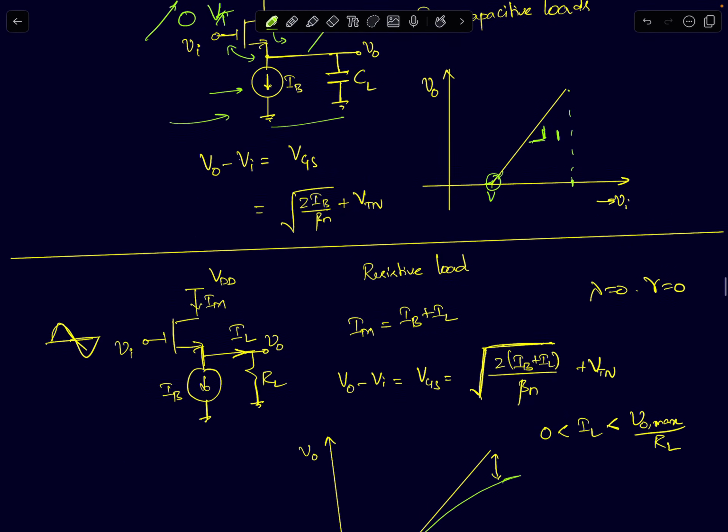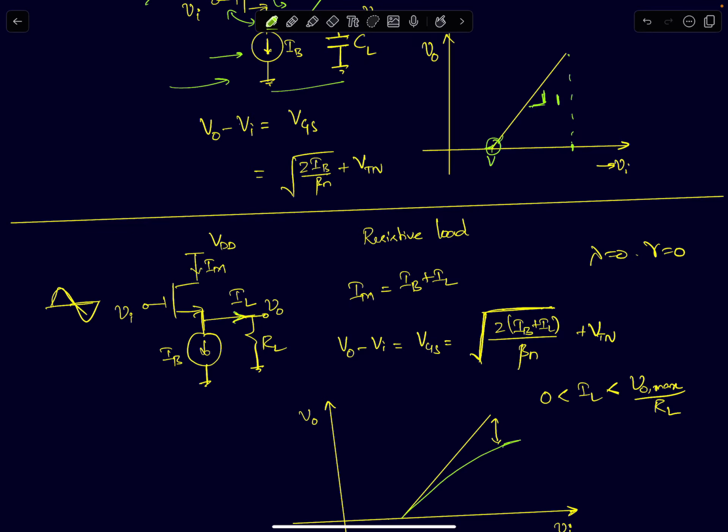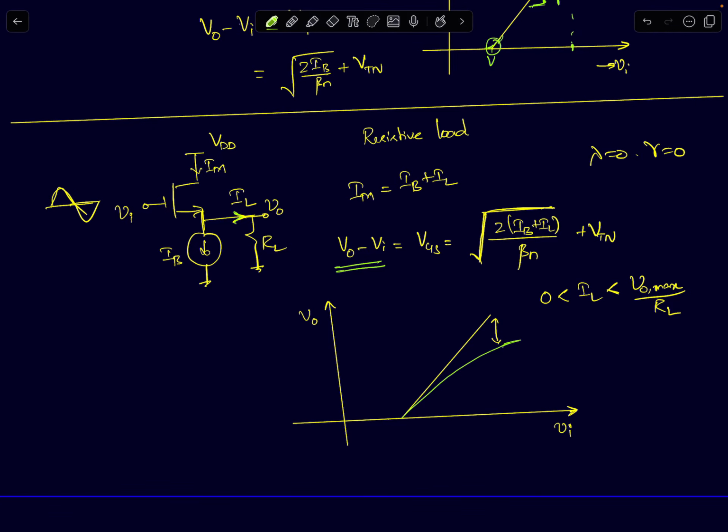At the moment I add resistive load, we know that the load current will be a function of the finite output voltage as well. So now if I write the equation, V0 minus Vi will be equal to VGS. Now if you see, the current flowing through the MOSFET, let Im be the current, is the sum of two currents. If you apply KCL at this node, it will be the sum of the current source IB and the load current IL. So your Im equals IB plus the load current IL. Now IB is constant, but IL changes with the output voltage.